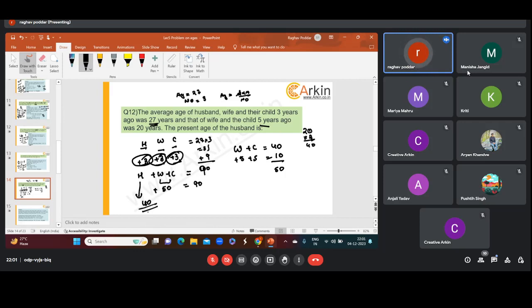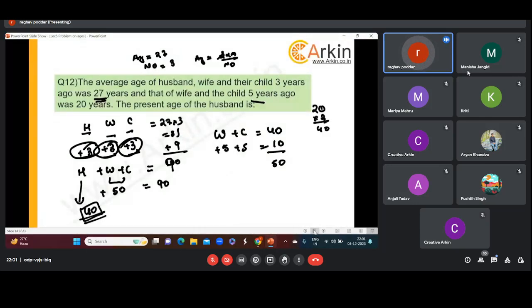So they have asked me that thing only. What is the age of husband? So age of husband is equal to what? 40 years. Clear everyone? How did I do this? Anyone has any doubt or haven't understood this? Everyone clear with this?